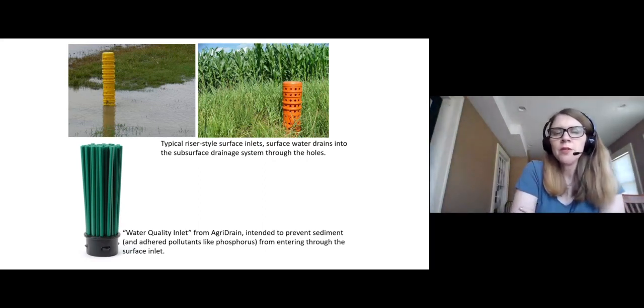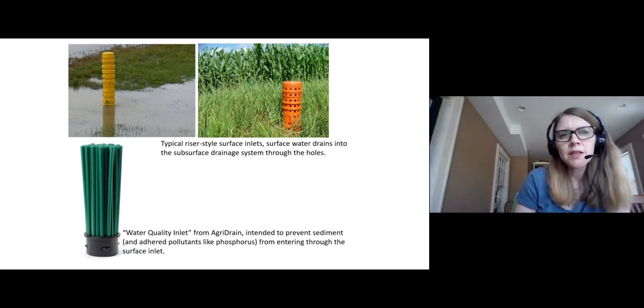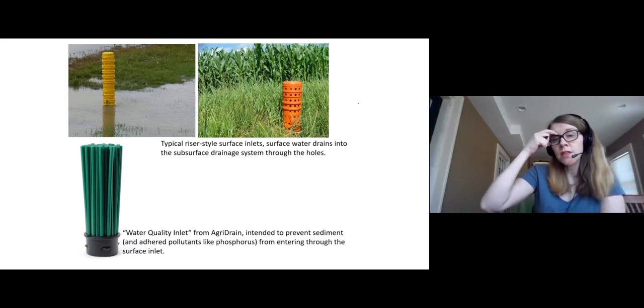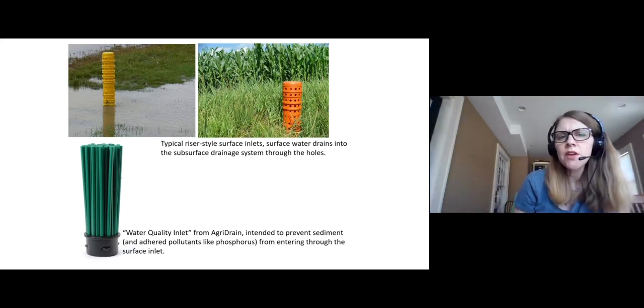So here's a couple of pictures of what these surface inlets look like. The most common are like this, just a pipe that sticks up out of the ground. It's got holes in it of some kind, and sometimes they're corrugated metal ones with holes, but a lot of times they're this hard plastic like this. But there's also people tinkering with different designs of these surface inlets.